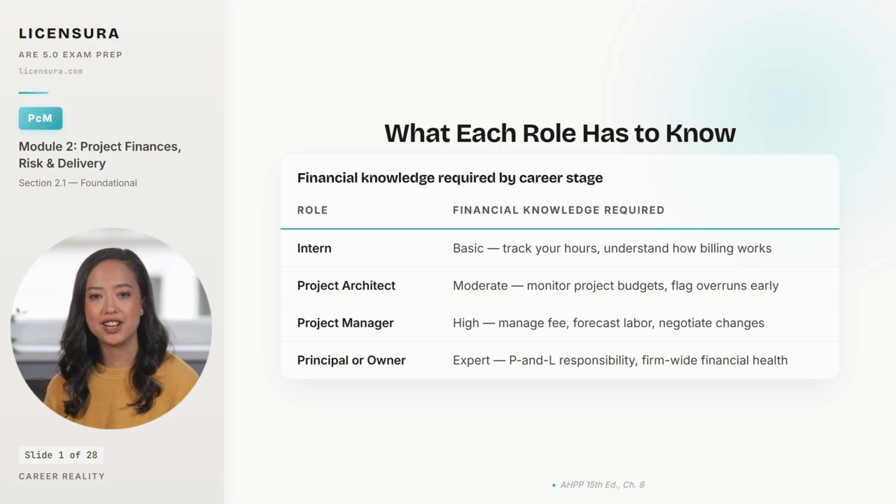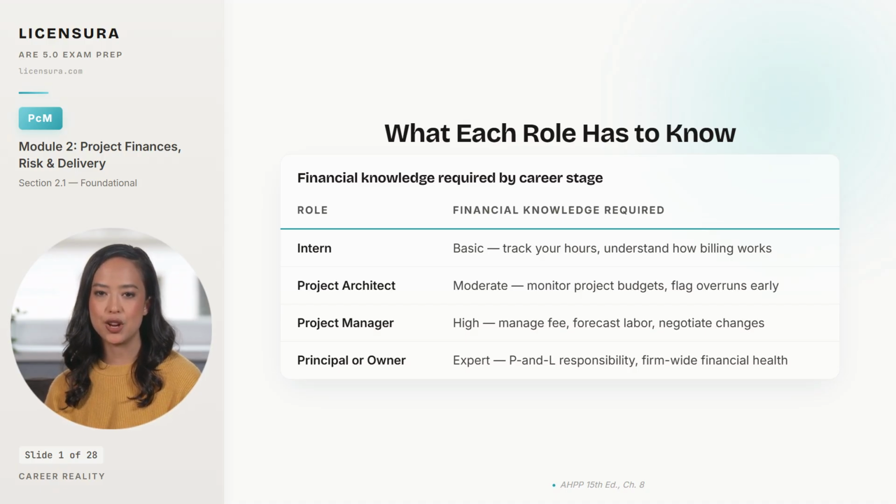Notice how the expectation escalates with each step in the career ladder. The intern needs the basics. Track your hours honestly. Understand how those hours become a client invoice. And recognize that timesheet entries are not paperwork, they are revenue. The project architect needs to monitor the budget the project manager set. Watch for overruns and flag them early, because an overrun caught in week 6 is a conversation, and an overrun caught in week 16 is a write-off.